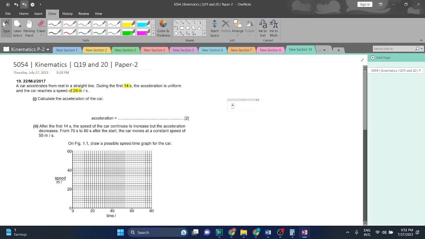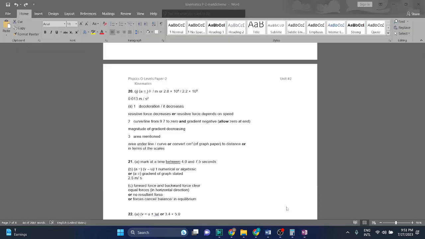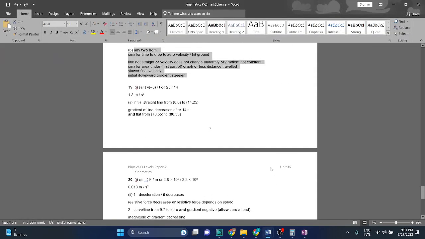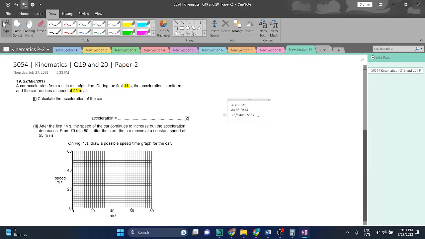Acceleration will be equal to V minus U divided by T. A is equal to V, क्या है फाइनल वेलोसिटी, is equal to 25, initial velocity is 0, divided by T is 14. So A will be equal to 25 divided by 14, which is 1.7856. 1.8 लिख लेते हैं, 1.8, एस्टिमेट दे दिया उन्होंने आंसर का, which is a round off.